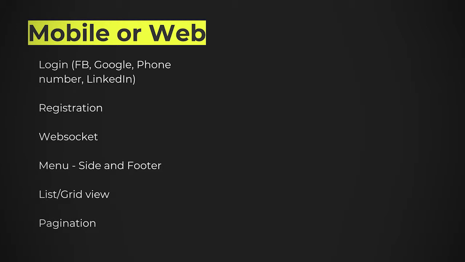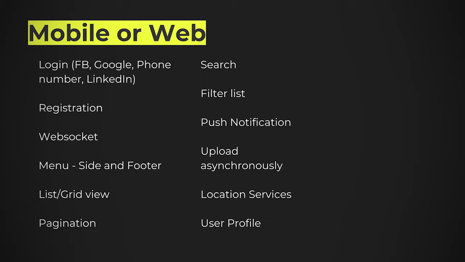We're going to create list and grid view as a component. Basically, it could be a list of products, a list of homes as in Airbnb, or a list of pictures. Then pagination becomes a component. Your search on the app becomes a component. Your filter list will also become a component, where you can filter the list through different parameters.